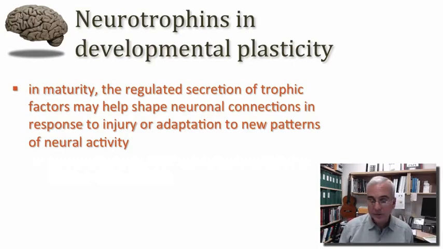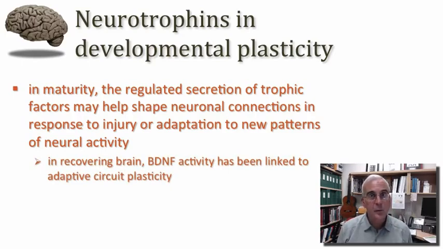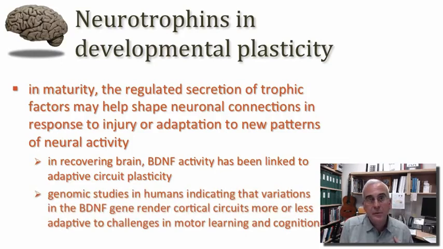But one factor that I want to help you understand is that in the brain that's dealing with some kind of injury, neurotrophins have an important role to play in promoting adaptive plasticity. So in the recovering brain, we know that the activity of certain neurotrophins like brain-derived neurotrophic factor, BDNF, has been linked to adaptive plasticity in circuits that are mediating functional recovery. What I find especially fascinating are recent genomic studies that suggest that as human beings, there are variations in our BDNF gene that might render cortical circuits more or less adaptive to motor challenges or cognitive challenges, and especially in our capacity to respond to injury. So neurotrophins may provide us with a wonderful therapeutic opportunity to increase the adaptive plasticity that might facilitate functional recovery following injury to the brain.